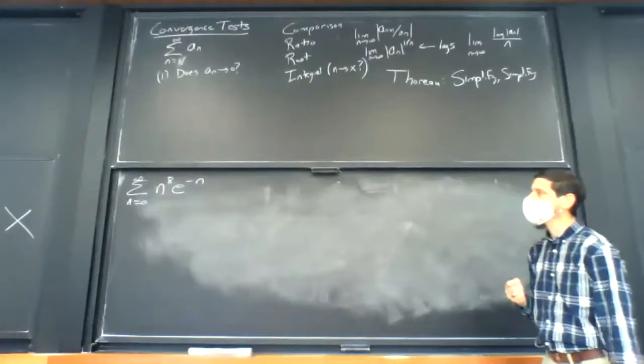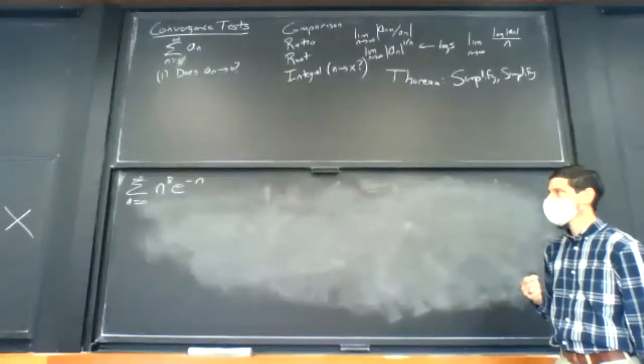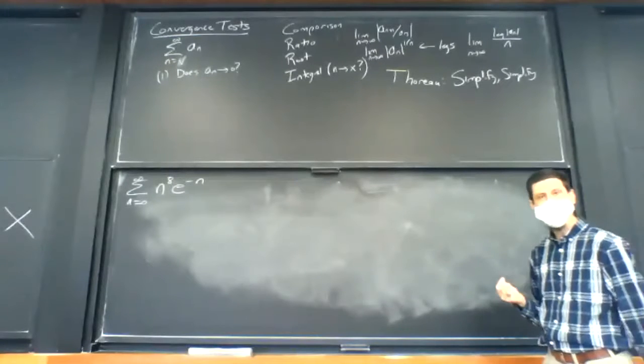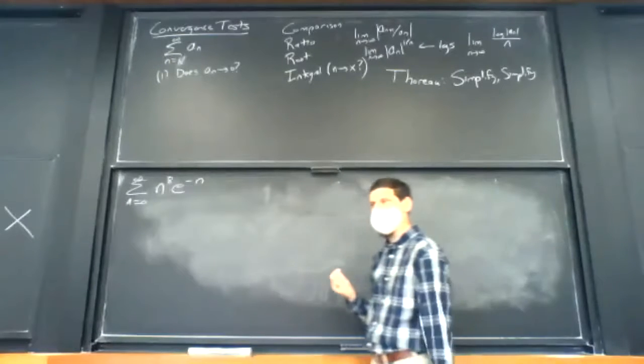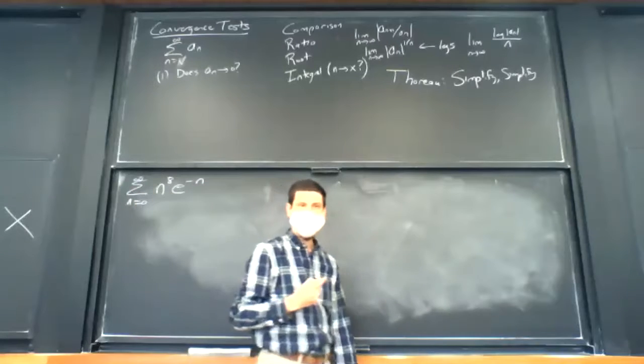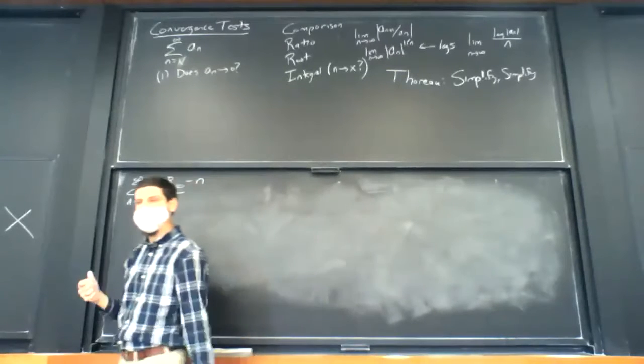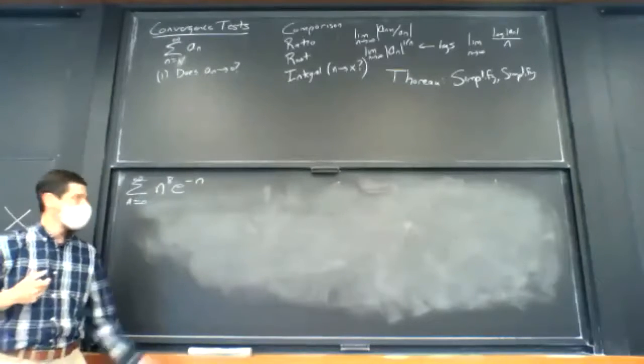So we want to look at the sum of n to the 8 e to the minus 9. What makes you think that the sum might converge? What makes you think the sum might diverge? When you look at this, what could be a reason why it might diverge? The n to the 8. Yeah, we have an n to the 8. Why might it converge? Yeah, the negative n.